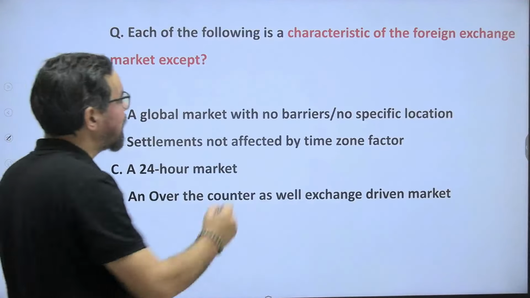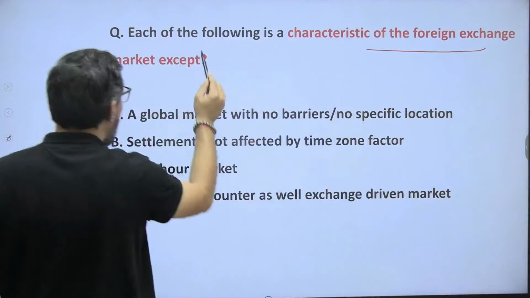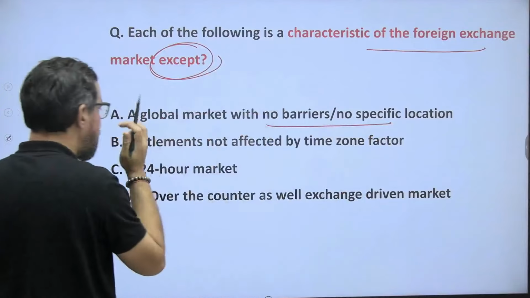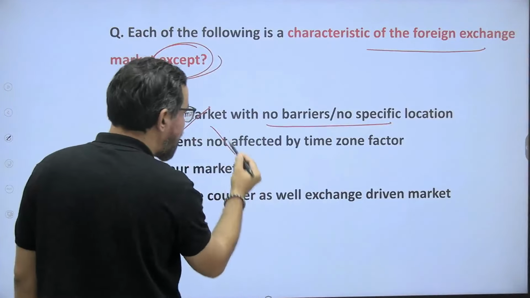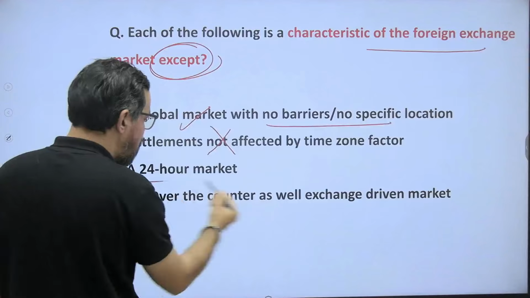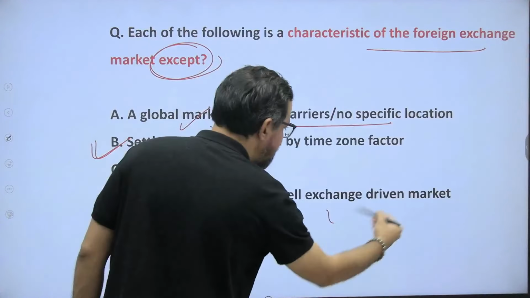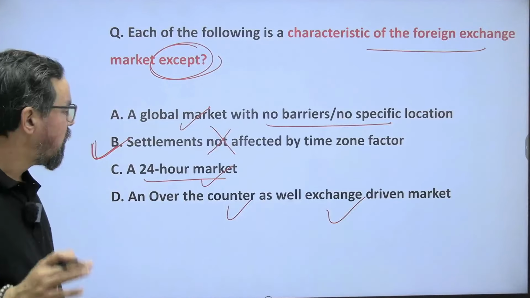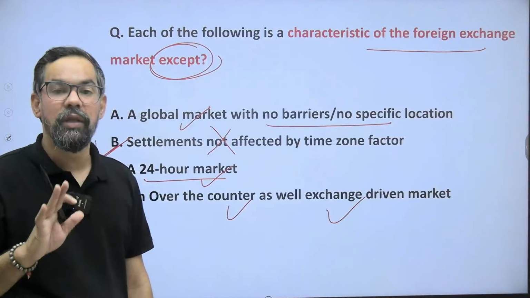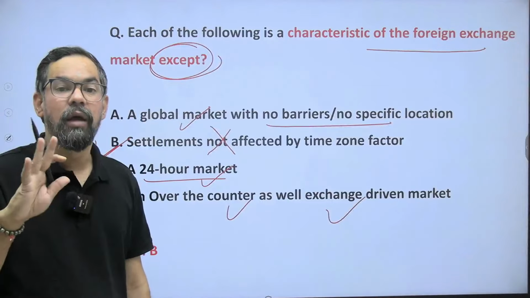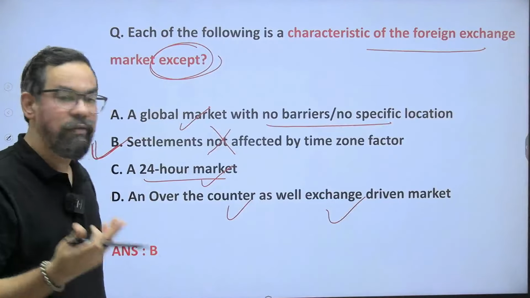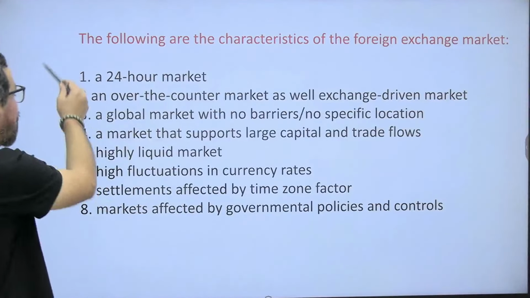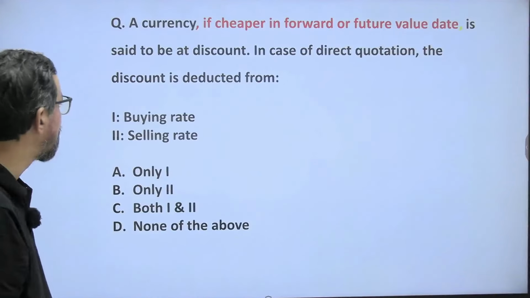Each of the following is a characteristic of the foreign exchange market except: a global market with no barriers, no specific location. True. Settlement gets affected. It is mentioned not affected. Again, 24-hour market, OTC as well as exchange traded. So what will be your correct answer? Statement B is wrong because settlement gets affected with the time zone horizon. I gave you an example of Herstatt Bank, right? After that only we come up with things like value date and other areas. So these are the features of this market which we have discussed yesterday also.